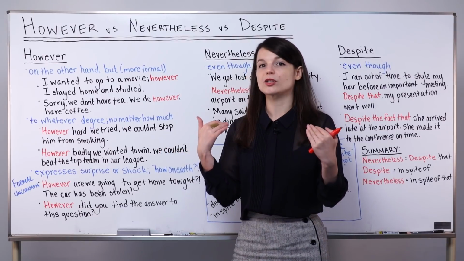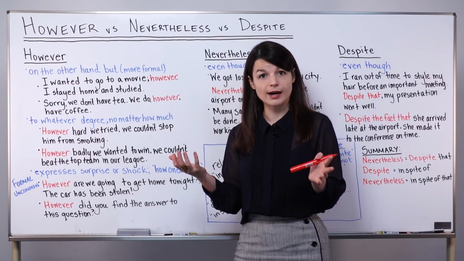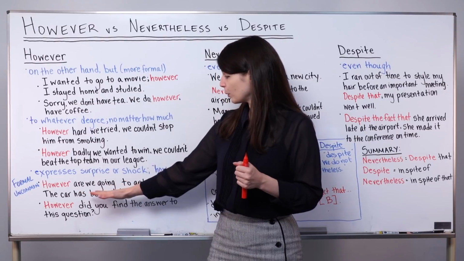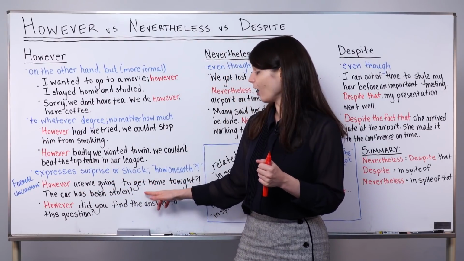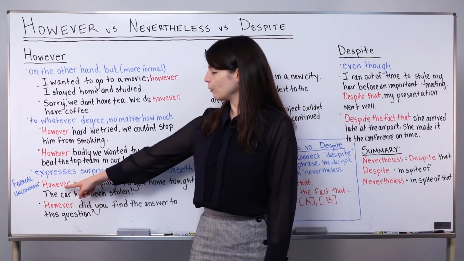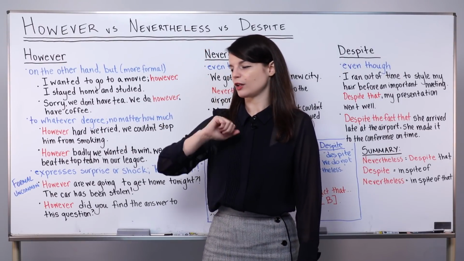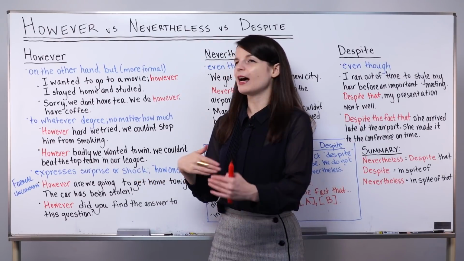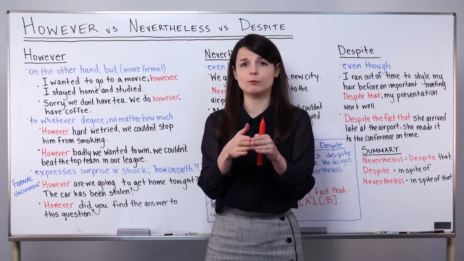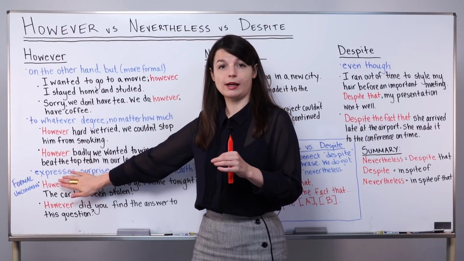So when we want to express shock, oftentimes about a negative situation or a really surprising situation, we could use this. For example, however are we going to get home tonight? The car has been stolen. So this is a really shocking situation. Using however here, though, makes the speaker's shock sound rather formal. So I would say this is not the first thing most native speakers would say. I think today most native speakers would say, how are we going to get home?